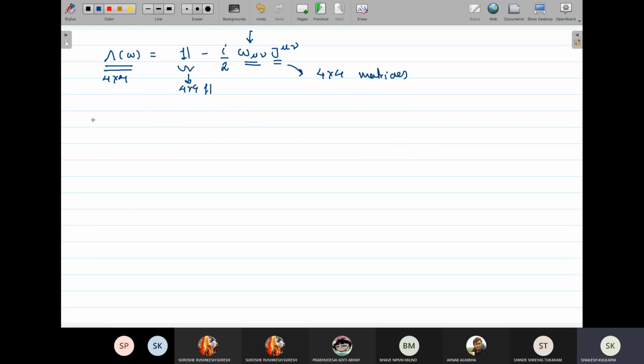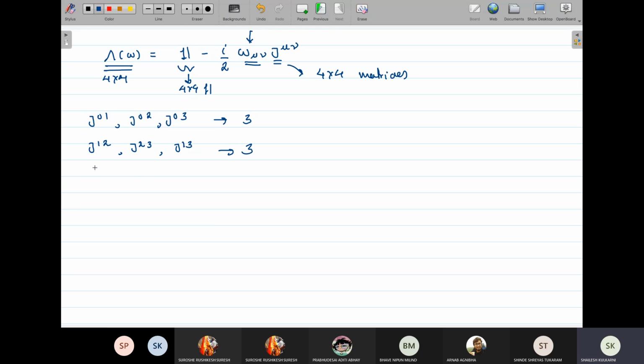J01, J02, J03. J00 will be 0, because if I demand that a matrix is equal to minus of that same matrix, then that matrix should be the 0 matrix. So these will be 3. Then I have J12, J23, and J13. These will be 3.